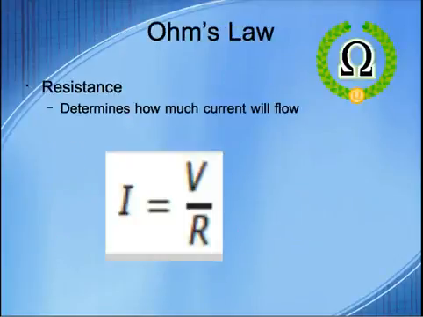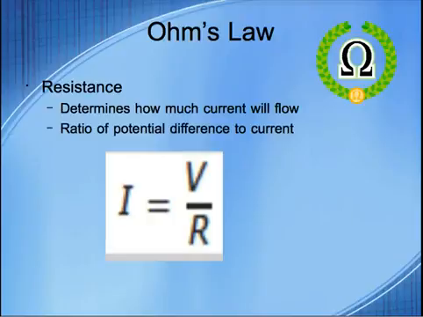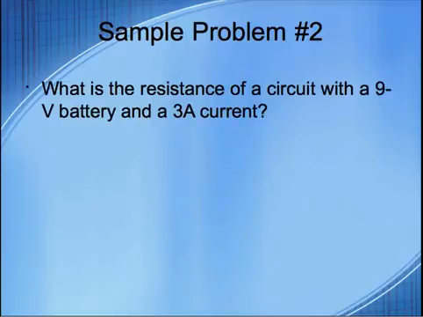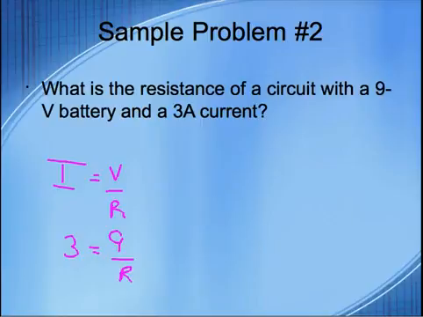Okay, Ohm's law is our relationship between current, voltage, and resistance. There's our equation, and let's use that in a sample problem. What's the resistance of a circuit with a 9-volt battery and 3 amp current? So let's work this. Notice if we have everything in the right spot, 3 is our current, so it goes in the I spot, and 9 is our voltage, so it goes where V is, and now we carefully solve for R, our resistance. And we end up getting 3 ohms.